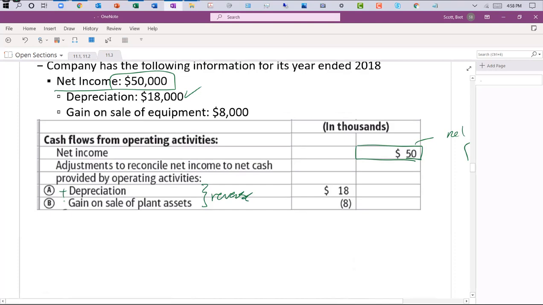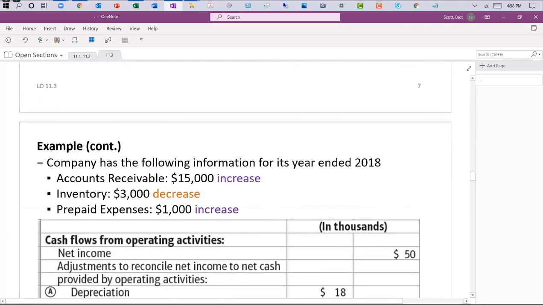We're always adding that back. Gains increased net income. We need to reverse that out with a negative, and that's why we see those numbers represented there. Once you figure out those depreciations, gains, and losses, then the next step is to move on to changes in current assets and current liabilities.